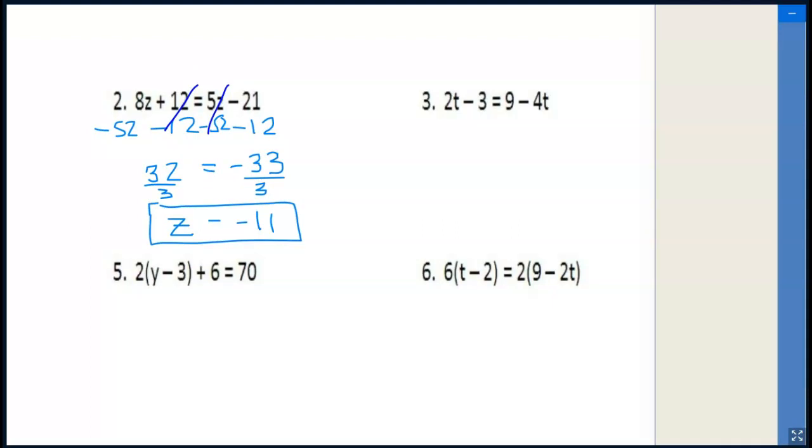You can move your variable in either direction, as well as the numbers. So in the past two problems, I moved the variable to the left and the numbers to the right. We could switch that up. I could move the variable to the right and the numbers to the left.